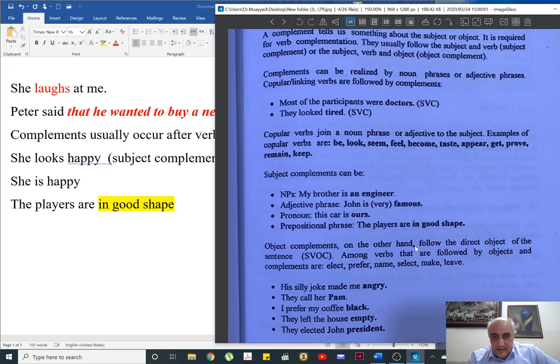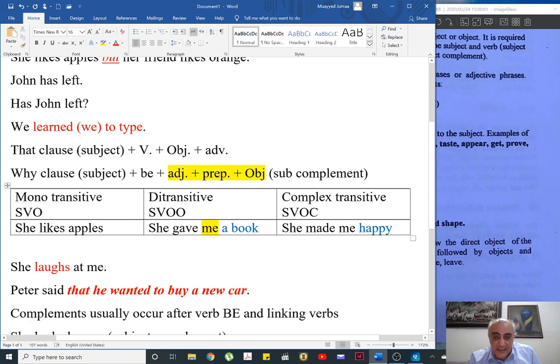Okay. A subject complement. The object complement, on the other hand, follows the direct object of the sentence. SVOC: among verbs that are followed by an object and a complement. Look at the sentences here. His silly joke made me angry. She made me happy. Happy here is called an object complement.